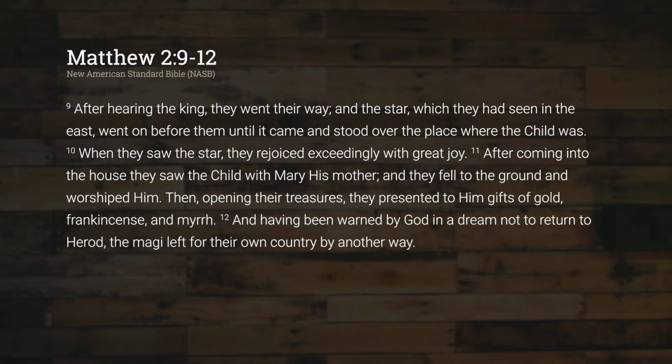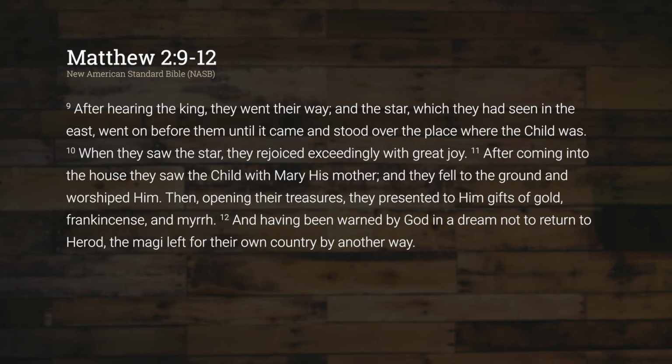The resolution is in verse 11. And after coming into the house, they saw the child with Mary, his mother. They fell to the ground and they worshiped. Then opening their treasures, they presented to him gifts of gold, frankincense, and myrrh. And then finally, the epilogue in verse 12. And having been warned by God in a dream not to return to Herod, the Magi left for their own country another way.